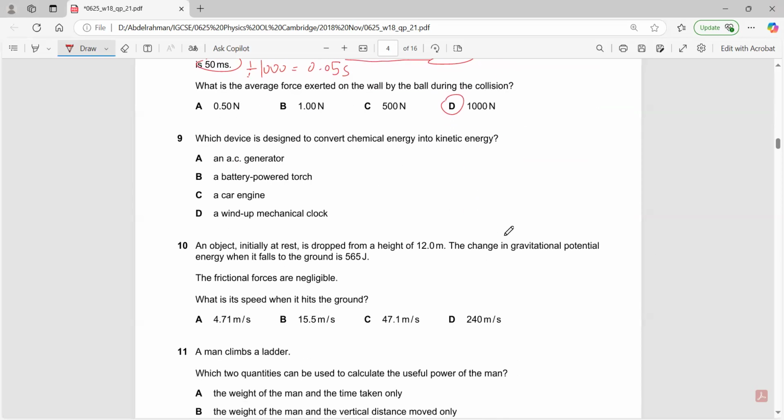Which device is designed to convert chemical into kinetic energy? Chemical into kinetic energy, definitely the car engine. It takes an input of chemical energy, the fuel, and then it converts this fuel into kinetic energy as the car moves.